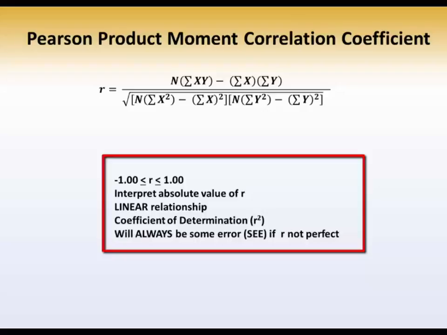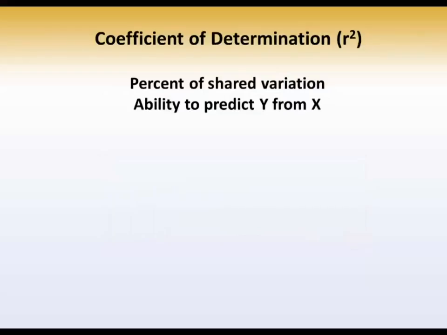One way to help interpret the correlation coefficient is to calculate the coefficient of determination, simply r squared. We'll have more illustrations about that in just a second. And lastly, recall that if two things are correlated, you can predict one from the other, but there will always be some error in prediction, called the standard error of estimate, the SEE, unless the correlation is perfect.